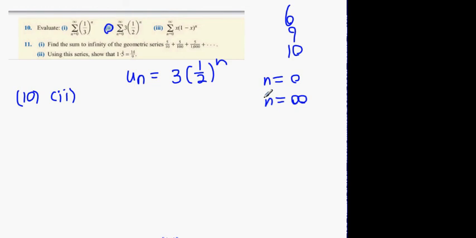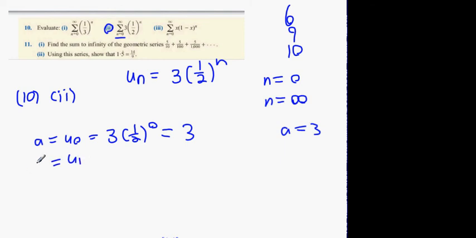So what I have to do is find out what my A value is. My A value is my first term. My first term, according to the bottom here, is U0. U0 is 3 times a half to the power of 0, which is going to be 3. Okay? And now I have to find out what my R value is. So A equals 3. So I'm going to find out what U1 is. U1 is 3 times a half to the power 1, which is 3 over 2.